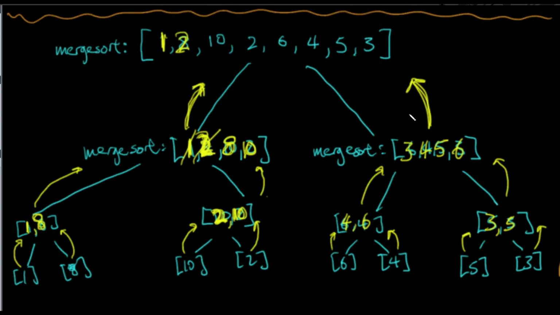Now we look at the tops. We take the 3. We look at the tops. We take the 4. At the tops, take the 5, then the 6, then the 8, and then the 10. And that is a run of the merge sort method.